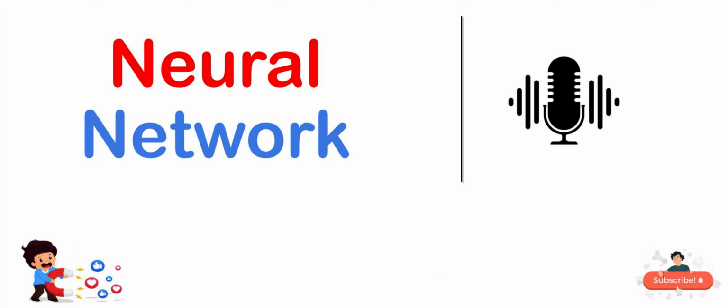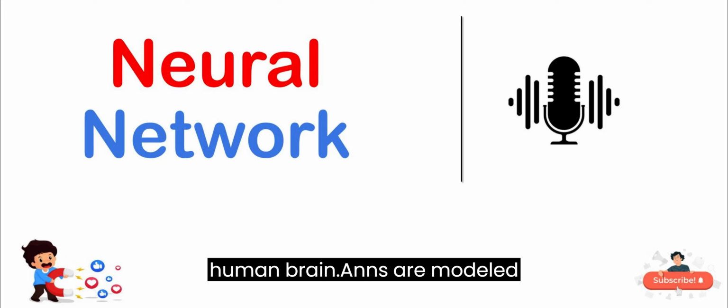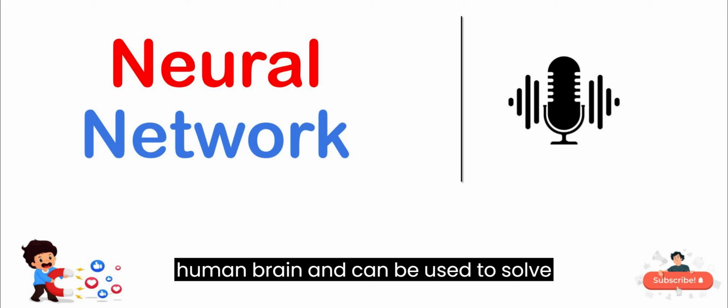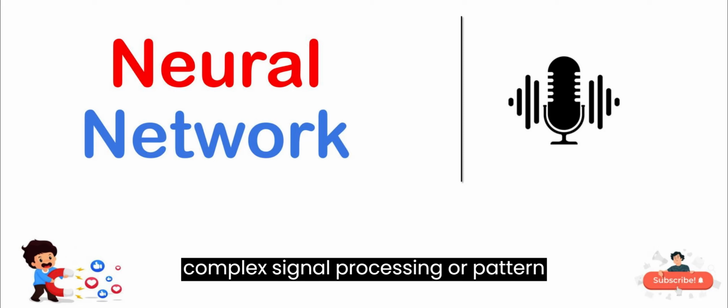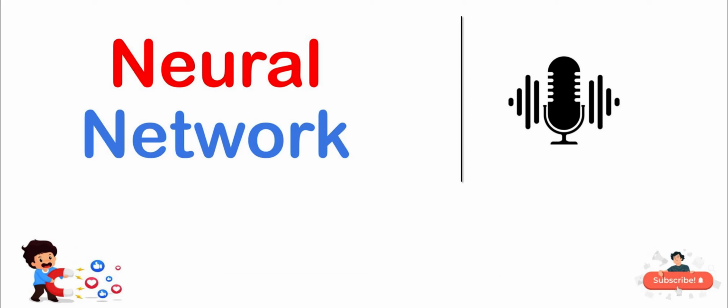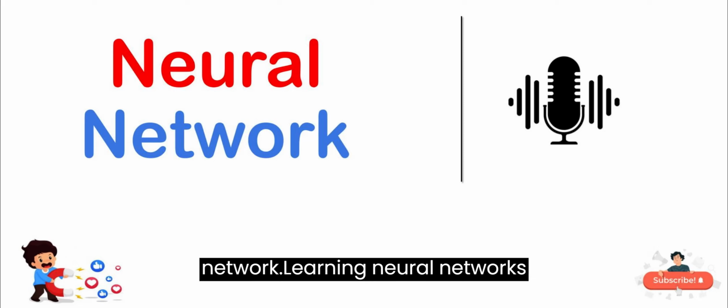So let's begin. A neural network is a type of machine learning process that uses interconnected nodes or neurons in a layered structure that resembles the human brain. ANNs are modeled after the operation of neurons in the human brain and can be used to solve complex signal processing or pattern recognition problems. They consist of individual nodes, each with its linear regression model containing input data, weights, a bias, and an output. Passing data from one layer to the next defines the network as a feed-forward network.